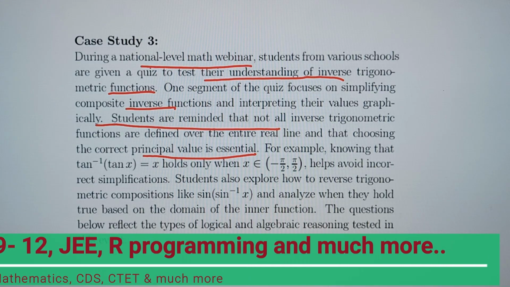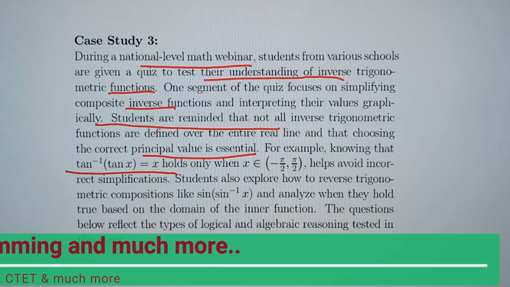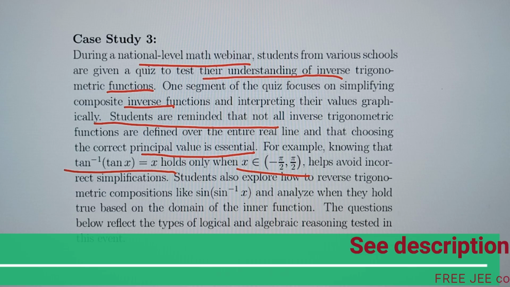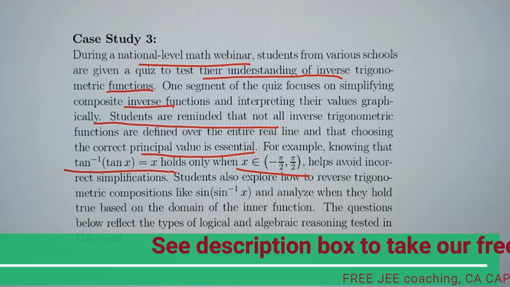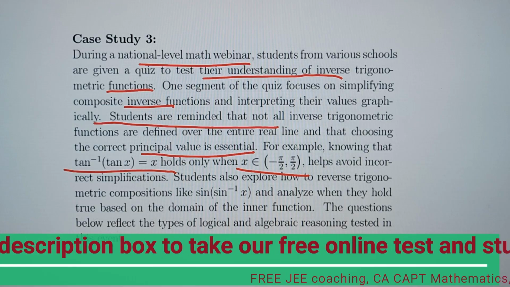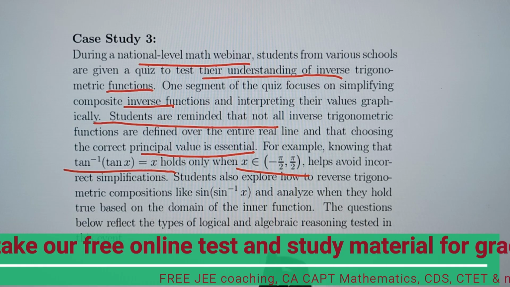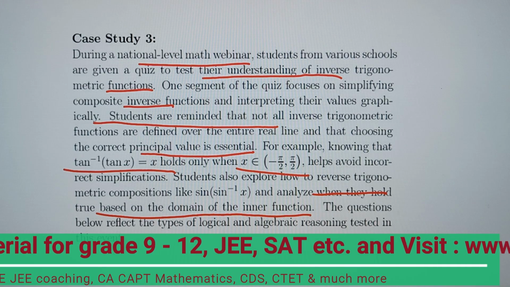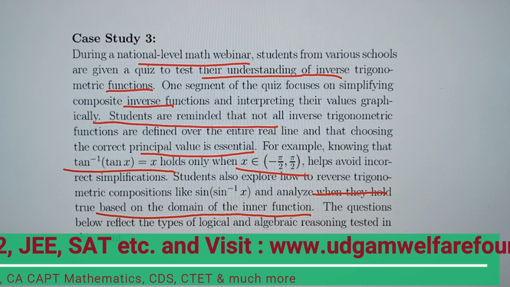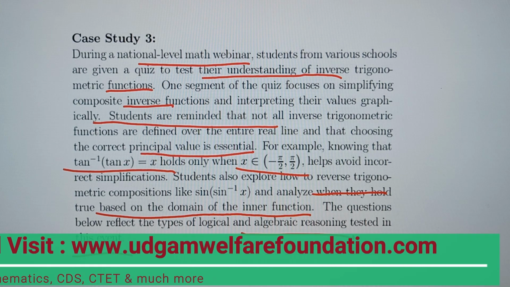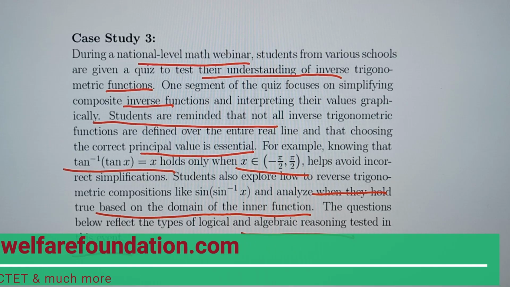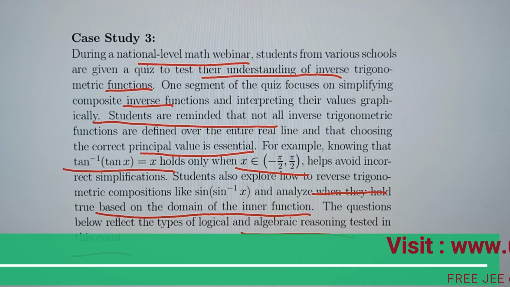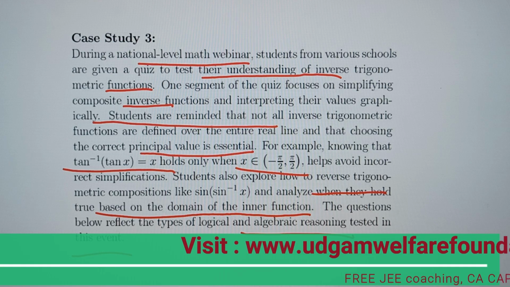For example, knowing that tan inverse of tan x equals x holds only when x belongs to minus pi by 2 to pi by 2 helps avoid incorrect simplification. Students also explore how to reverse trigo compositions like sine of sine inverse x and analyze when they hold true based on the domain of the inner function. The questions below reflect the types of logical and algebraic reasoning tested in this event. Now, on the basis of this case study, we are going to discuss 5 MCQs as per the board standard. Now, let's move towards our first question based on this case study.